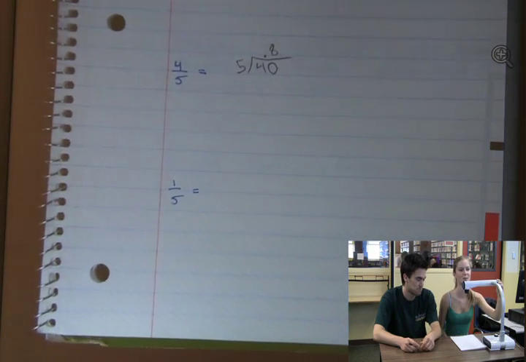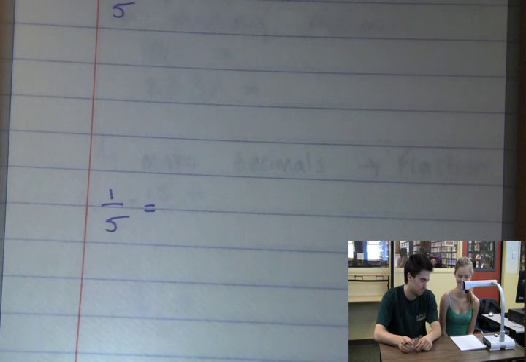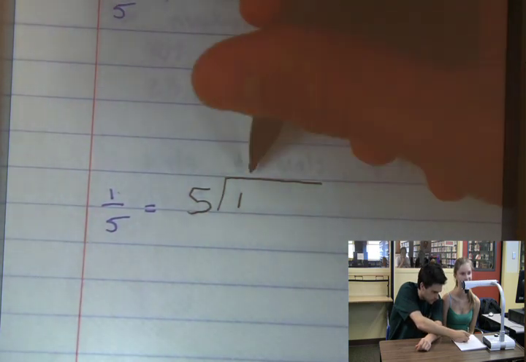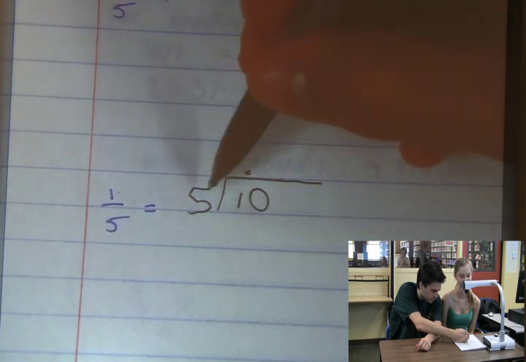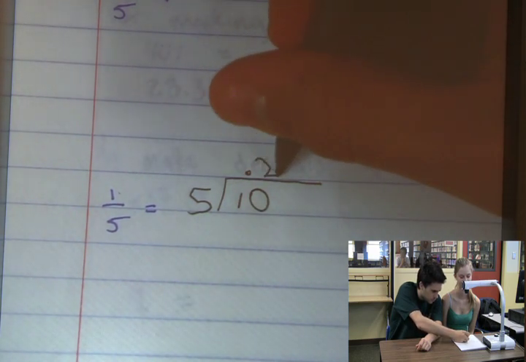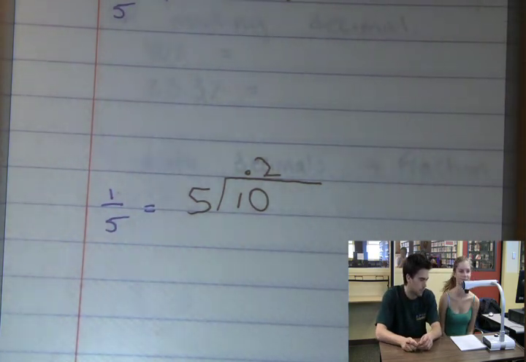And our last one, 1/5, the same idea. Okay. So the top goes inside and the bottom goes on the outside. And add a decimal and add a 0. And 5 goes into 10 2 times. So 0.2.